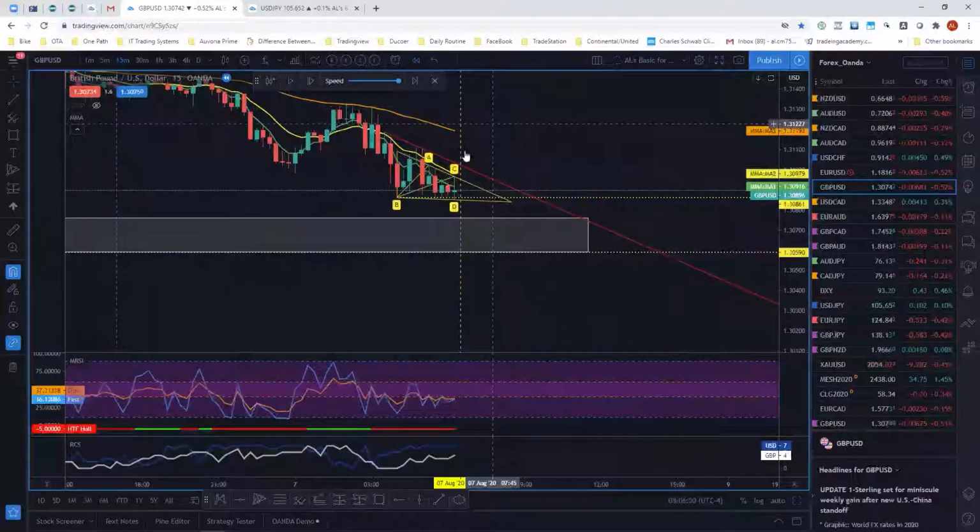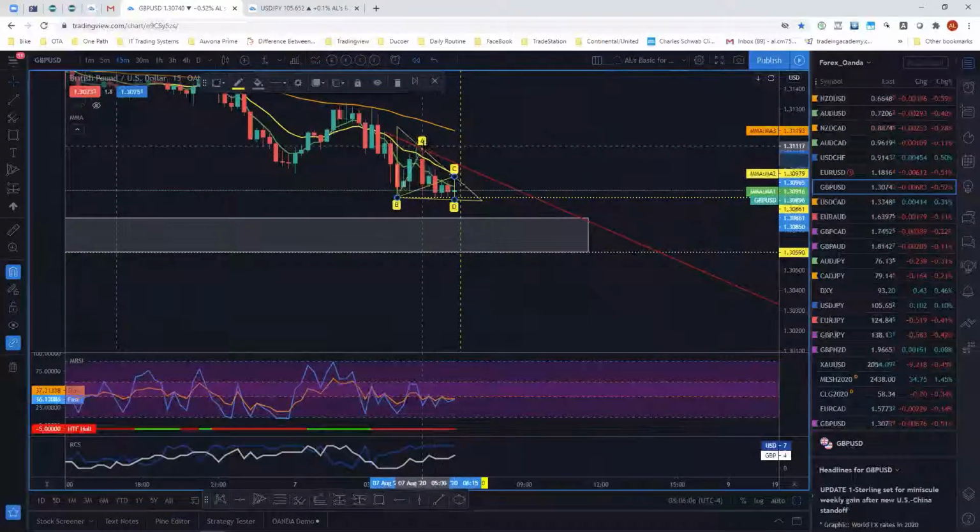So when I first started drawing it, I've got this on a replay right now, and we're going to try and replay this. I was first looking at this pivot high. Actually, I was looking at this pivot high.